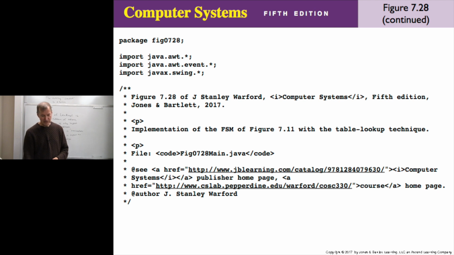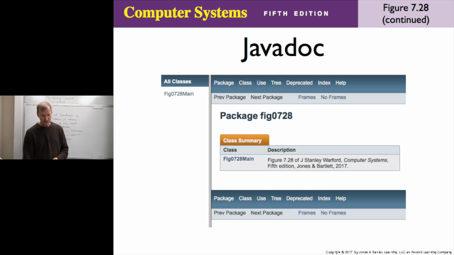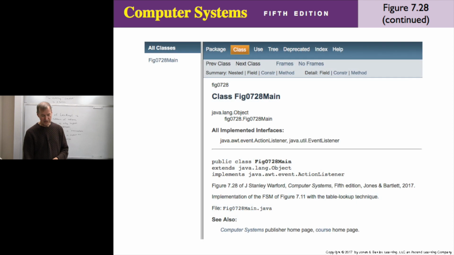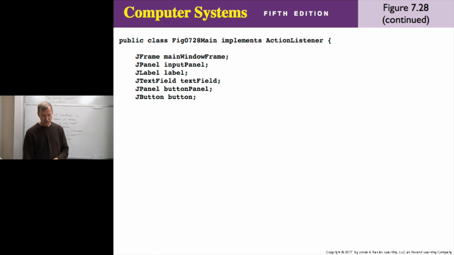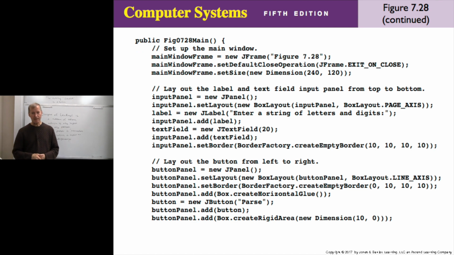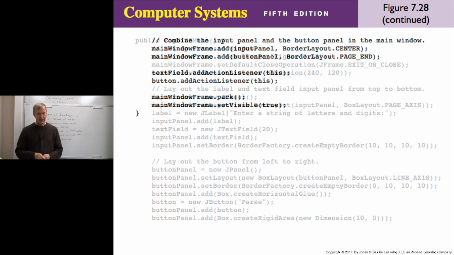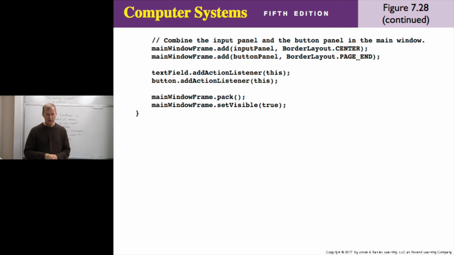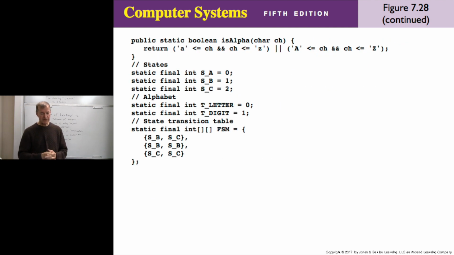And here's that JavaDoc, figure 7.28. There's the JavaDoc that we looked at, and I'm going to skip over the code to generate the dialog box. So here, what do we have in this part of figure 7.28? First of all, we have public static Boolean isAlpha.